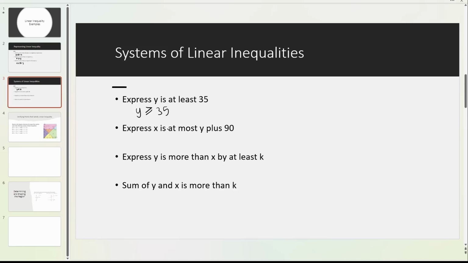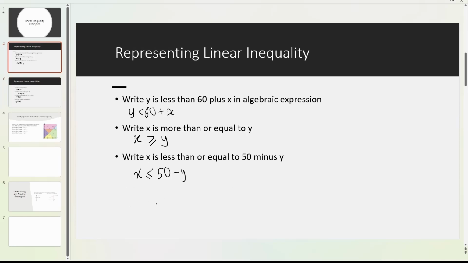Next, express x is at most y plus 90, meaning x cannot be more than y plus 90. So this means x is less than or equal to y plus 90. Sum of y and x is more than k. This means y plus x is more than k. Alright, let's move on to the next one.